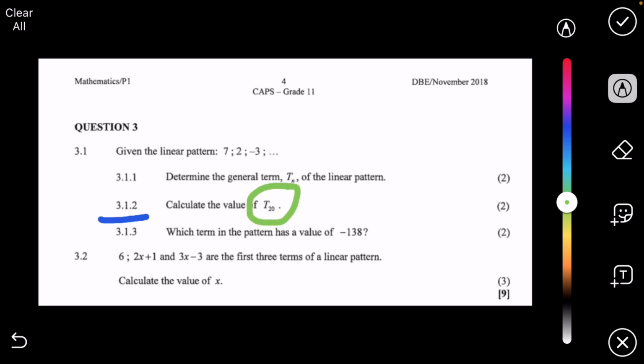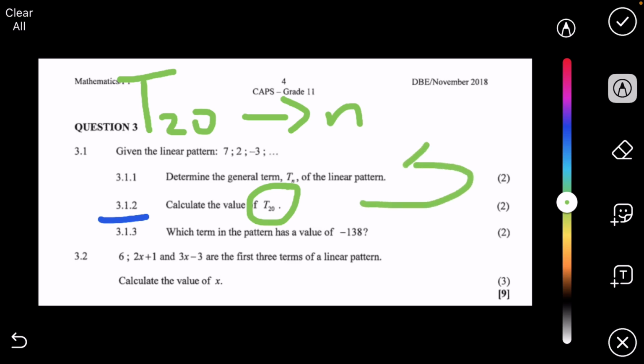So this is the cream of the question: calculate the value of Tn. That means they want the value of Tn, where n is 20. So 20 represents the value of n. You might find that from your previous question, you will need to use that nth term to calculate T20. Very, very much important, ladies and gentlemen.